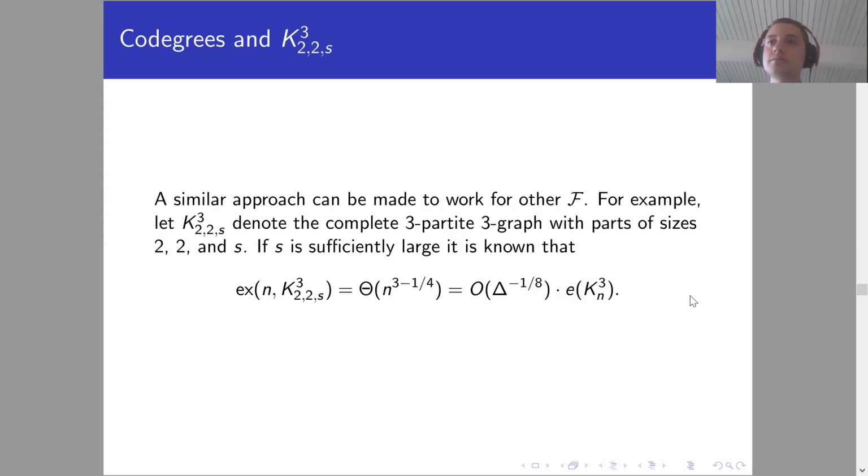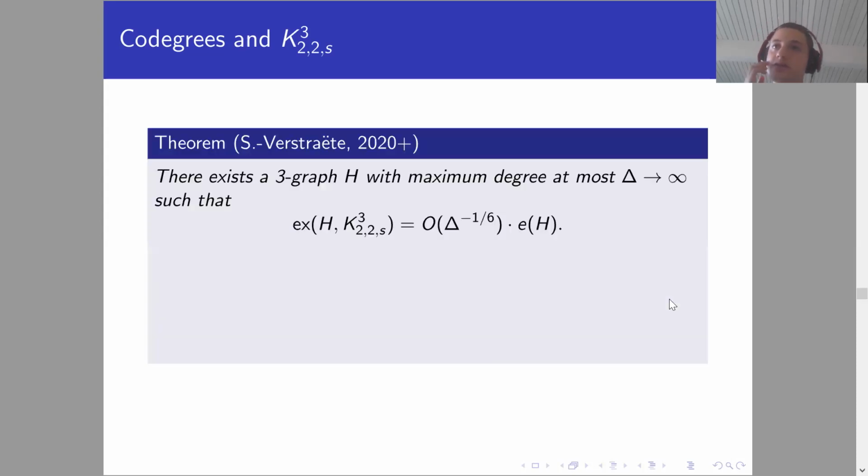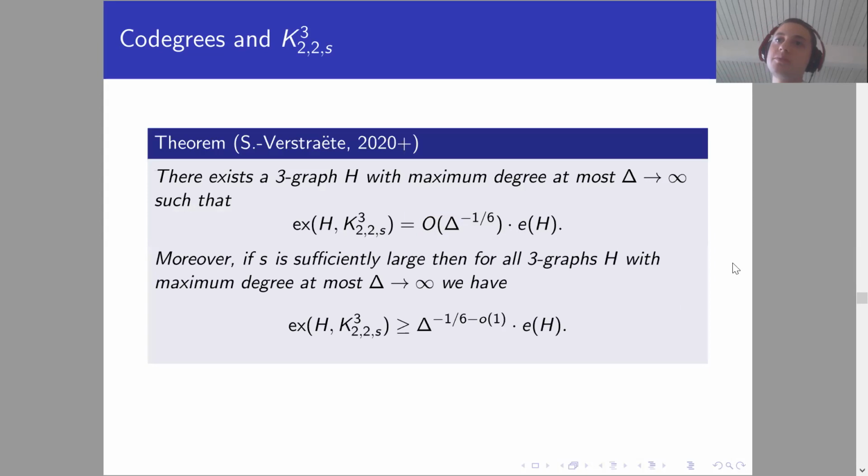So with K_{2,2,s}, we have this particular construction of the clique, giving delta to the -1/8 as our decay factor. But we can do better than this. We prove, with Chalk, that there exists a 3-graph where you can get a decay factor of delta to the -1/6, which is stronger. And moreover, we prove that this is essentially best possible. Again, you can get a lower bound of delta to the -1/6 minus some little o(1) term times the number of edges we started with.